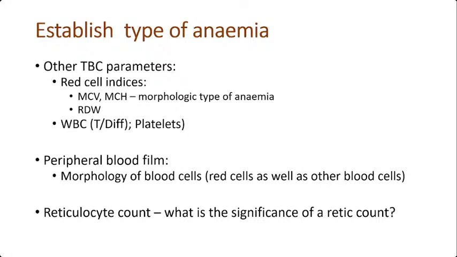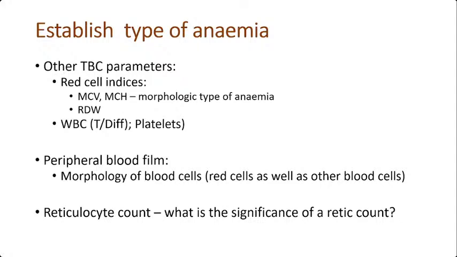And then we look at the white cells and the platelets, again, because the cause of the anemia may be related to these. For example, if you have a leukemia, your white cell count will be high and your hemoglobin will be low. And therefore, we will see that the cause of anemia is likely due to the leukemia. Then the other very important test is the peripheral blood film.